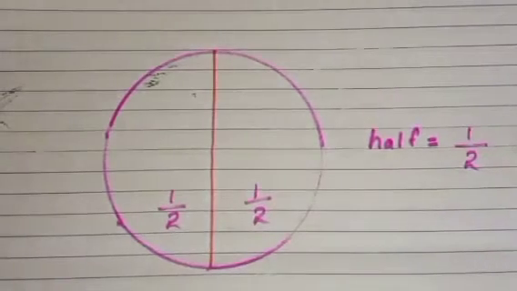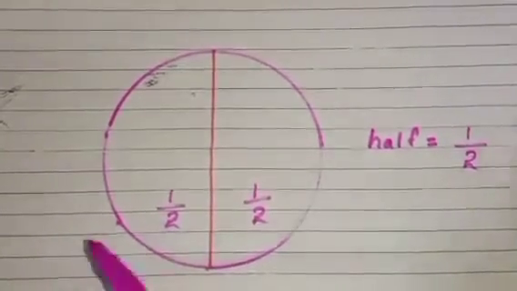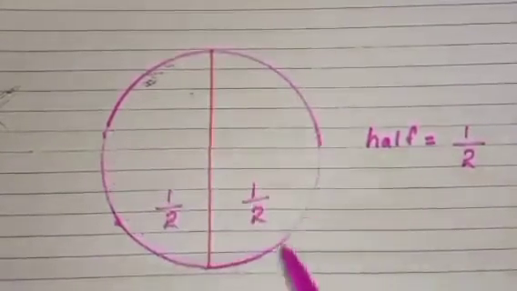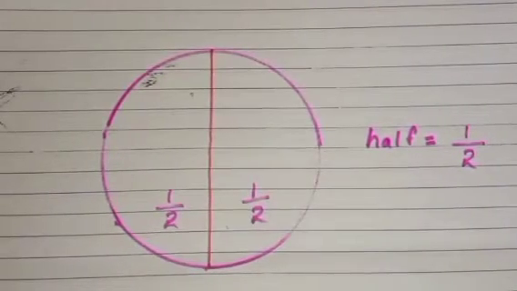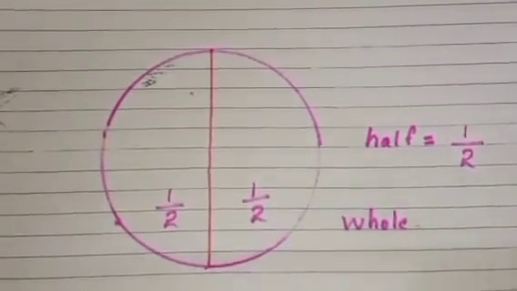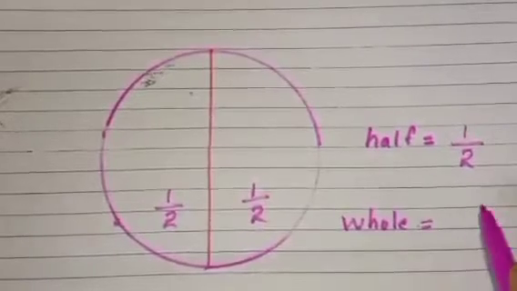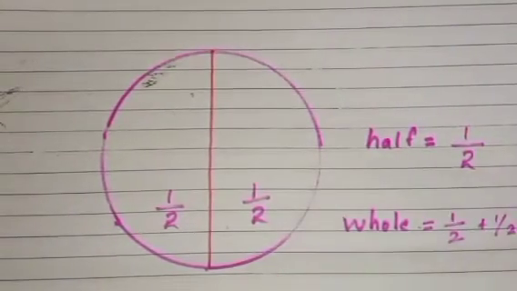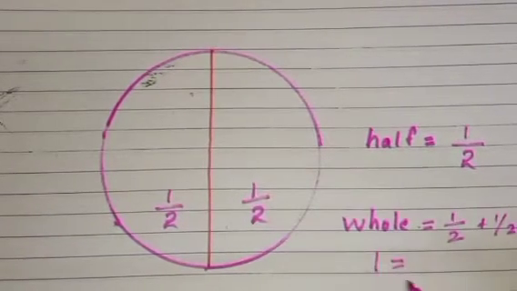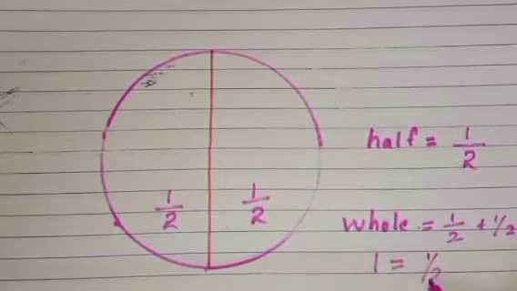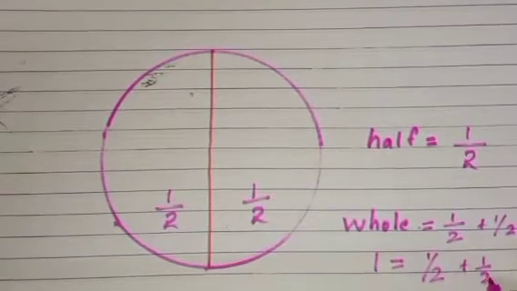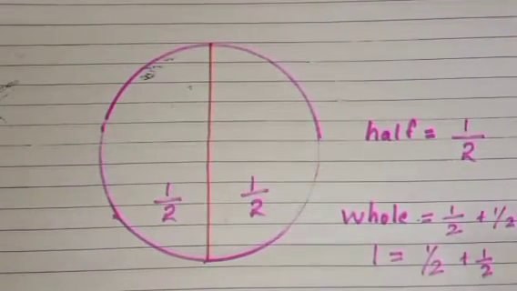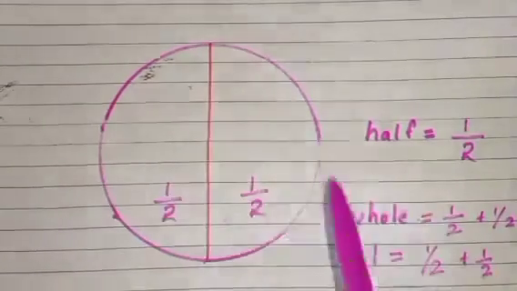Okay, and this full round we call a whole. So 1 by 2 plus 1 by 2 is the full whole. That is one part. So 1, that one whole part, is equal to 1 by 2 plus 1 by 2. Okay, so half plus half is 1. That is the full whole part.